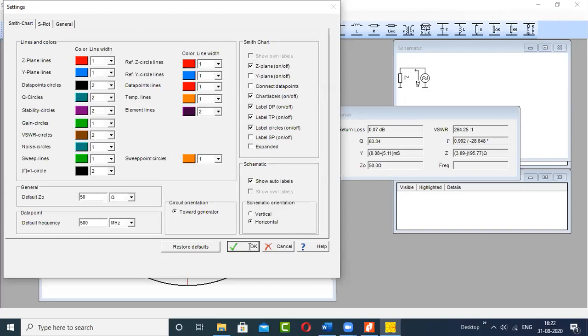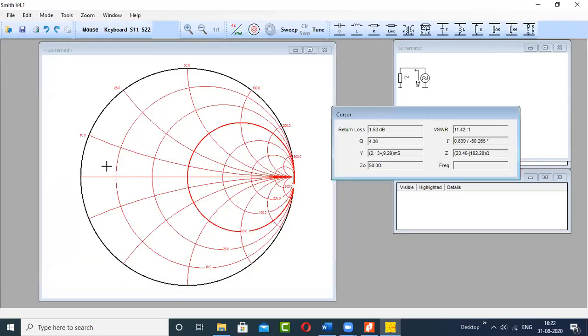Okay, so we are going to design a single stub matching. So I will keep this reference impedance as 50 ohm only. If you place the cursor here at the center, you can see that the impedance is 50.4, because the cursor is not exactly at the center. That's why it is showing 50.4. Otherwise, it is 50 only. If you move a little here and there, the impedance changes, and since the impedance is changing, the other parameters also change.